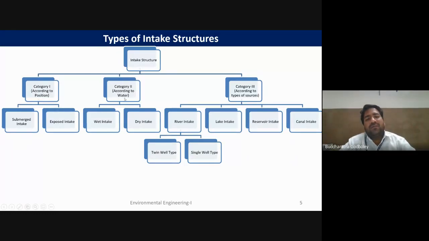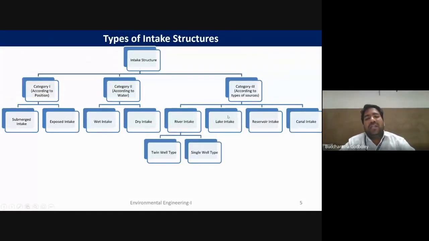If we talk about category 2, according to water level, there will be wet intake and dry intake. Now as far as category 3, according to type of sources, these are the sources of water like river source, lake source, reservoir source and canal source. So in whichever source your intake structure is available, it has been named after that source, like river intake, lake intake, reservoir intake, canal intake.